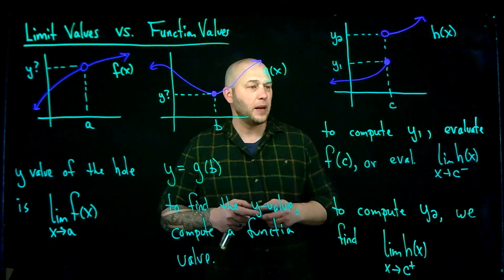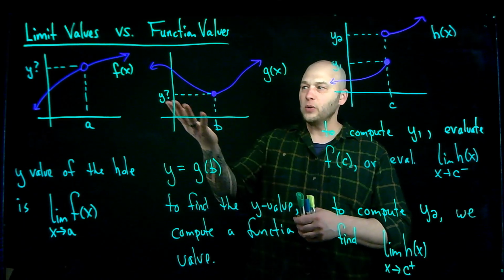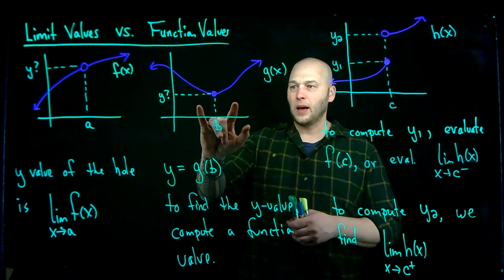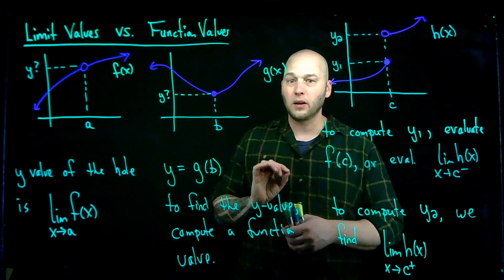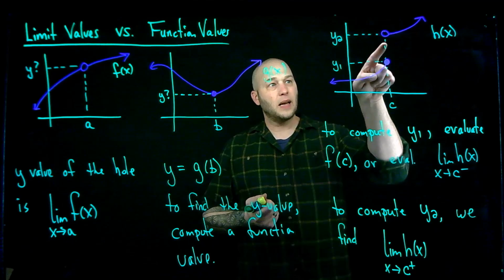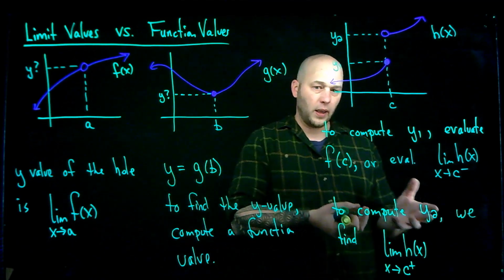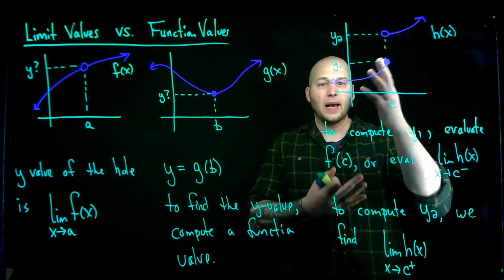Okay. But anyway, so to compute y values, we've got function values if I actually am looking at a specific point on the graph, but if I'm looking at a hole or a point that's not included, we have to compute either a limit value or a one-sided limit depending on the scenario.